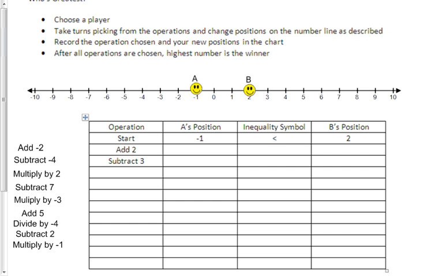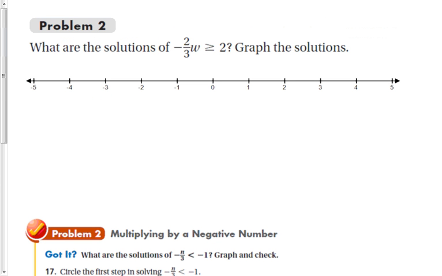All right, we're going to do this activity in class, or we did this activity in class. So what are the solutions of negative 2/3 times w is greater than or equal to 2? I'm going to solve this by using the multiplication property of inequalities. I'm going to multiply both sides by negative 3 over 2.